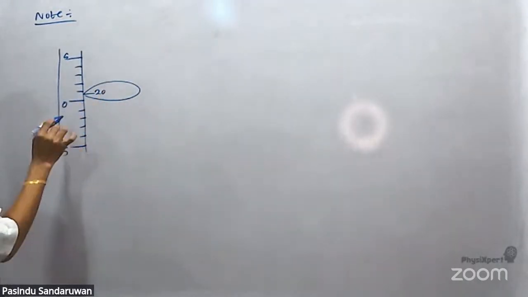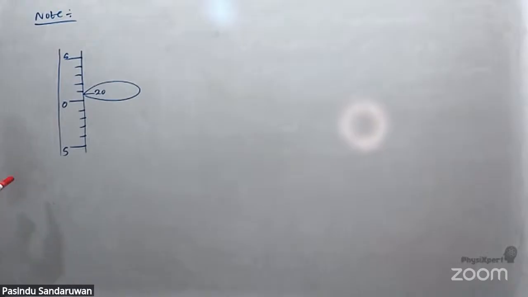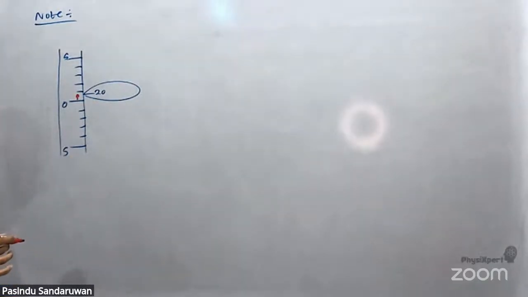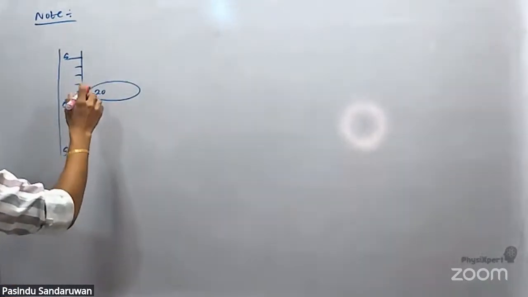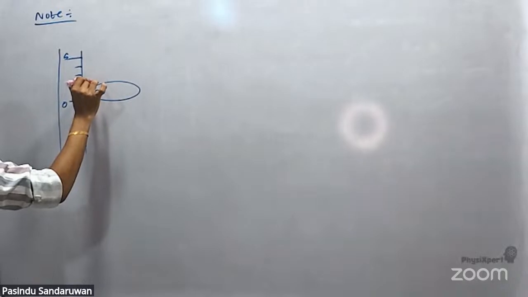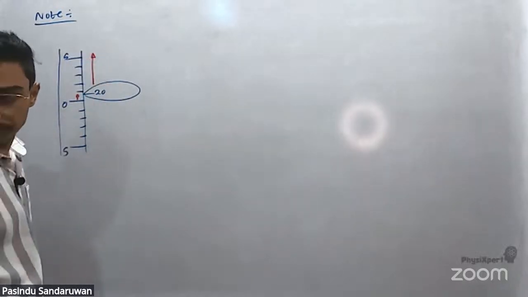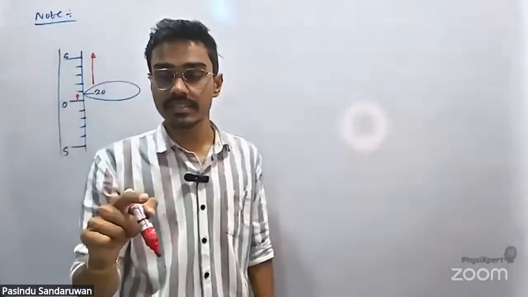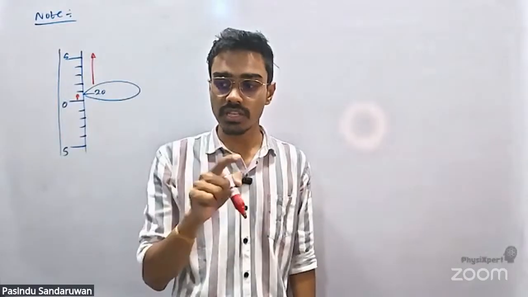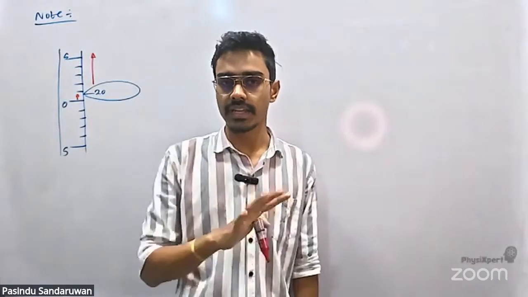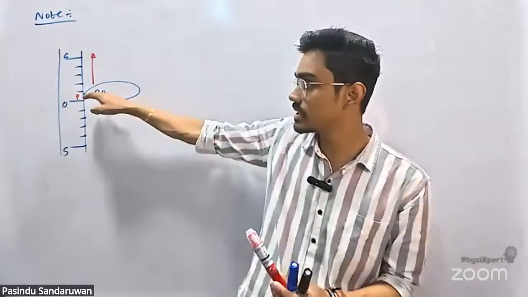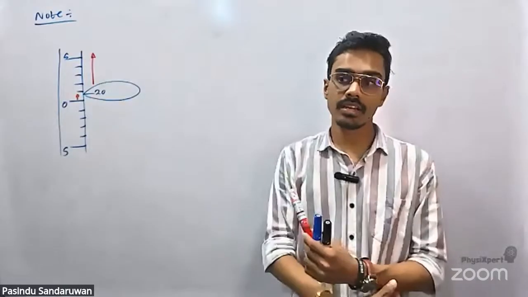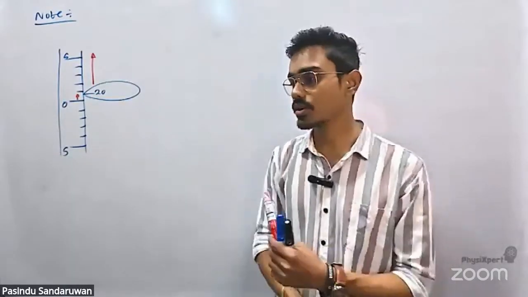This type of an error, where the circular scale is above main scale 0. Now, if you are taking a reading in the upward direction from this position, it is going to act as a positive 0 error, because it is starting from here instead of 0 and moving upwards. Therefore, it acts as a positive 0 error.